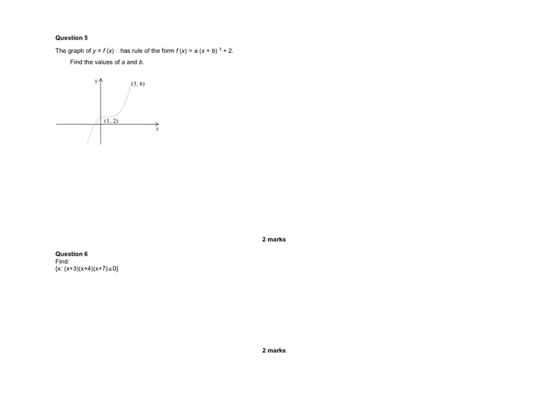Question 5, not done so well either. We're told that the graph we're wanting to find has the rule f of x equal to a outside of x plus b cubed plus 2. And we've got a diagram of the graph.